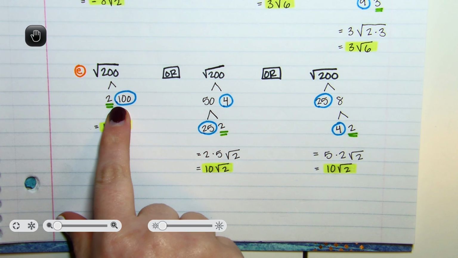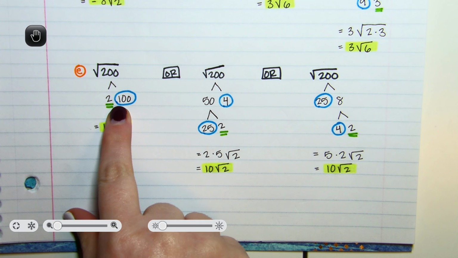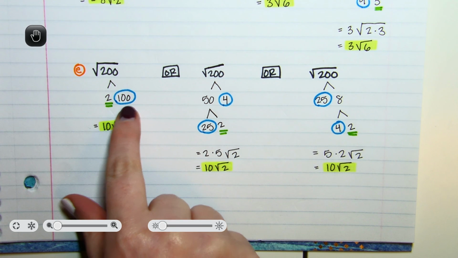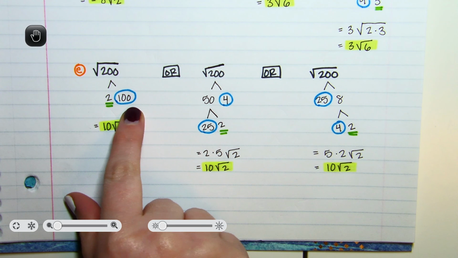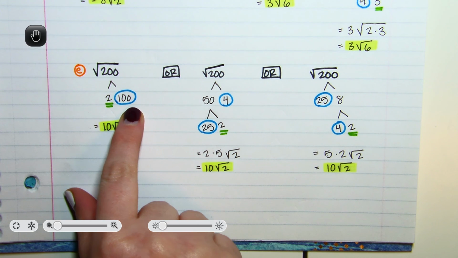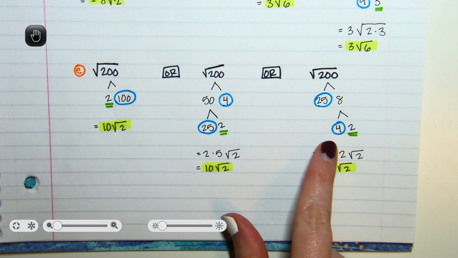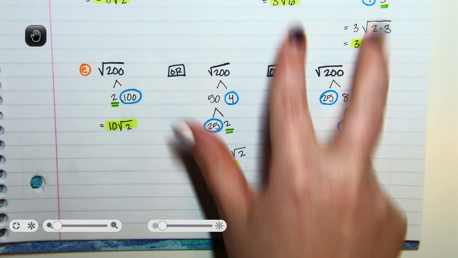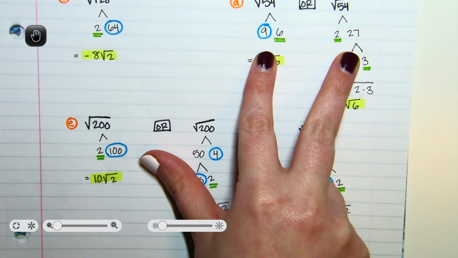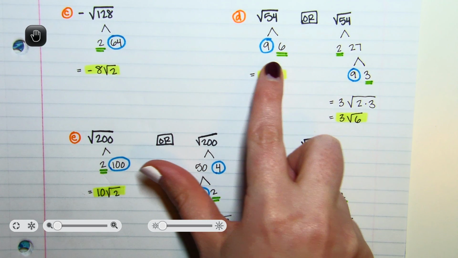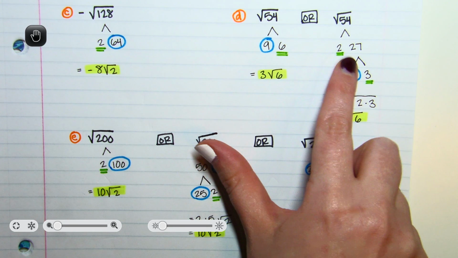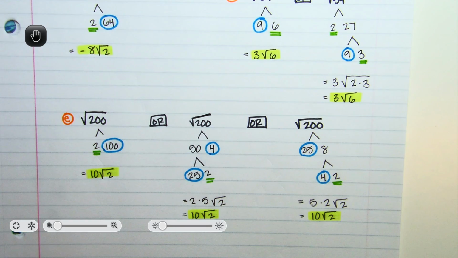So for example, this one, square root of 200, I would automatically choose 2 times 100 because 100 is a perfect square, and I know I'm not going to have to do my tree diagram any further. Versus one of these options would be a lot more work. Or for the square root of 54, I did 9 times 6 because I know 9 is a perfect square versus doing 2 times 27.